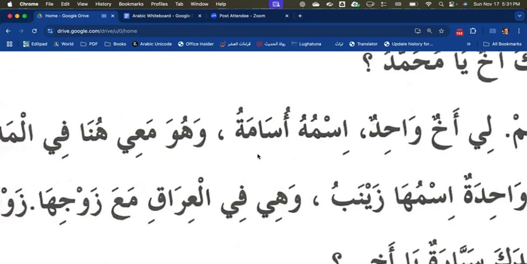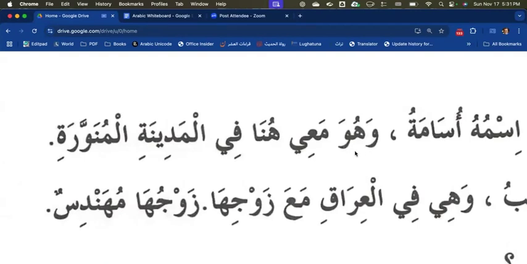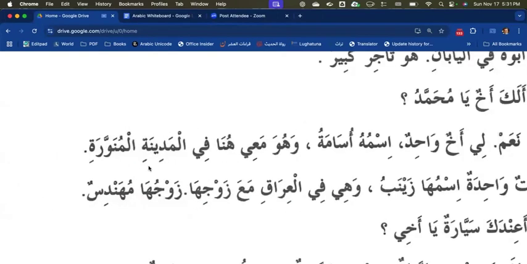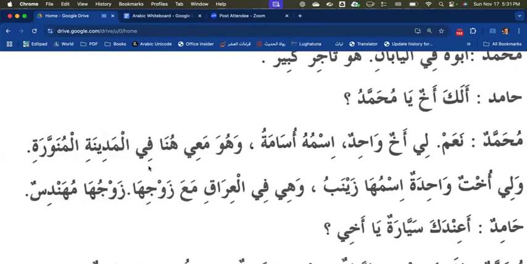I wish Usama was here, but he's not. وهو, and he is in ma'i, with me. He is with me. Huna, over here, in the city of Munawwara. In Madinah al-Munawwara. He is with me in Medina, right? MashaAllah. See, Mavish, are you proud of yourself? Look at that big, long sentence, subhanAllah.